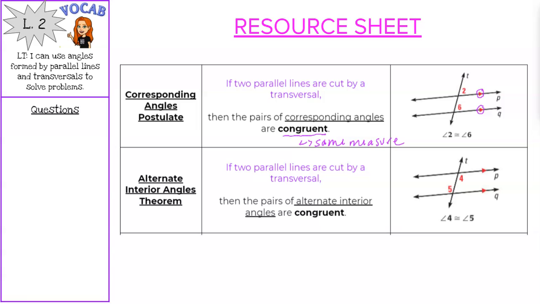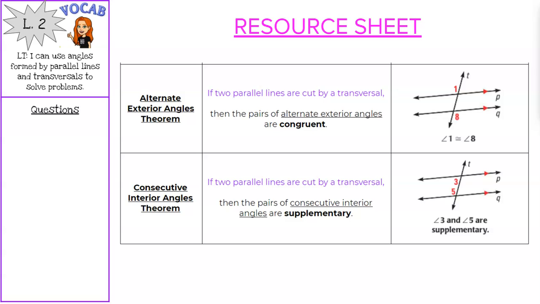Alternate interior angles theorem. If two parallel lines are cut by a transversal, again we know that they're parallel, then our alternate interior angles are congruent, have that same measure. Similarly, we have our alternate exterior angles theorem. So if two parallel lines, we know they're parallel, are cut by a transversal, our alternate exterior angles are congruent.